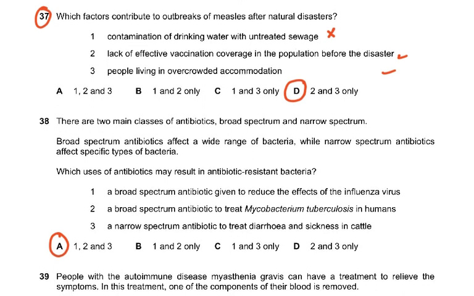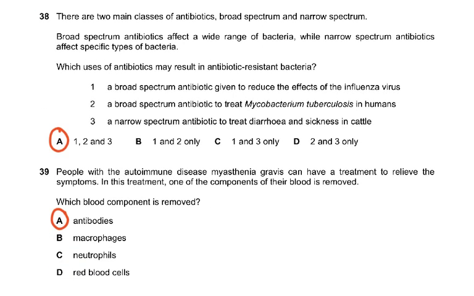Then coming to question number 38. There are two main classes of antibiotics, broad spectrum and narrow spectrum. Broad spectrum antibiotics affect a wide range of bacteria, so they kill many different types of bacteria, while narrow spectrum antibiotics affect specific types of bacteria, a few types of bacteria. Which uses of antibiotics may result in antibiotic resistant bacteria?